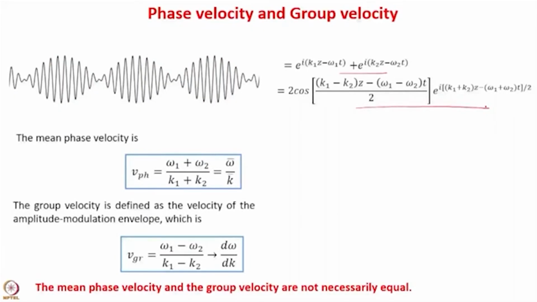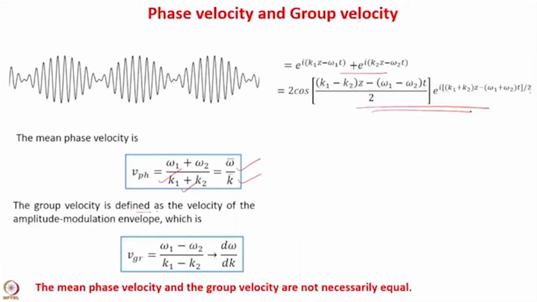Now we can calculate the phase velocity of the resultant wave. The phase velocity is given by (omega 1 plus omega 2) by 2 divided by (k1 plus k2) by 2. So it is omega 1 plus omega 2 divided by k1 plus k2: the average of the frequency divided by the average of the wave number.